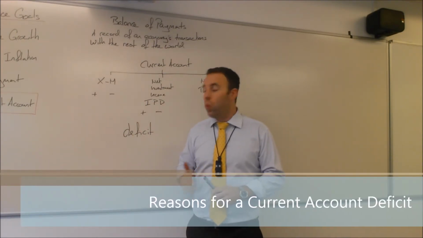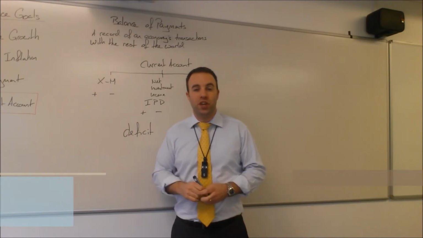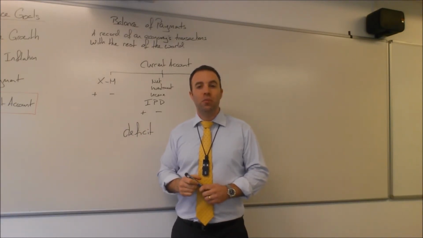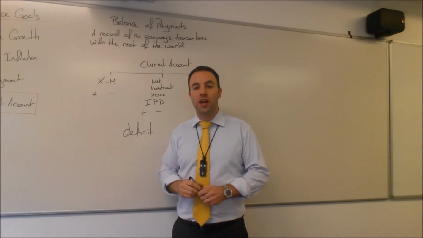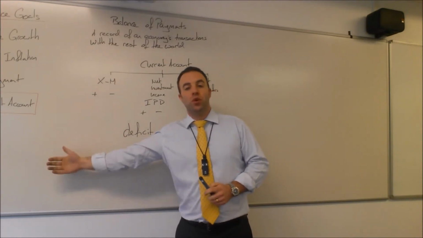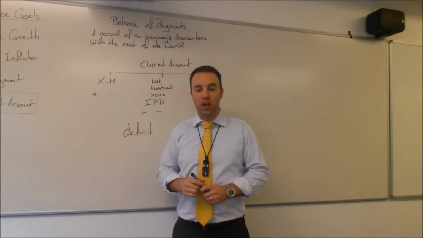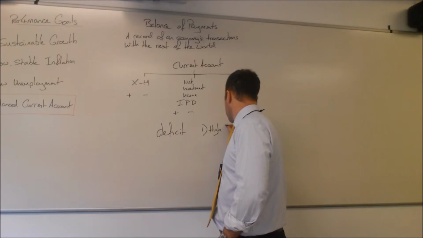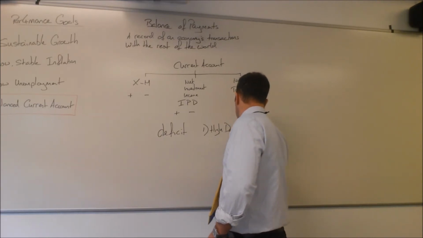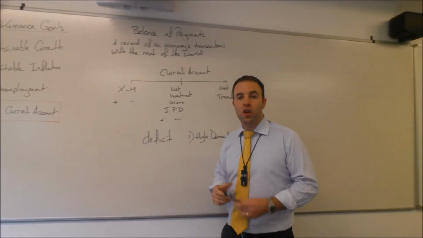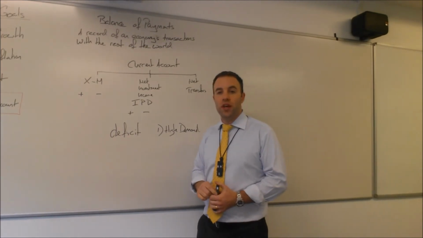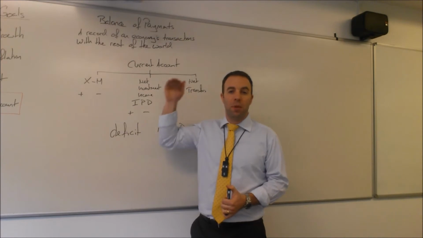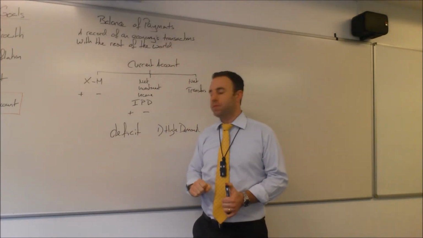The question is, why do we nearly always run a deficit? Well, that's a complicated question. There are lots of reasons. But there are two main reasons why we nearly always have more money going out of the UK economy than coming in when it comes to our trade. The first is high demand. We've had a recession over the last few years, but before that, we had a very long time where incomes were going up and up and up, and demand was going up and up and up.